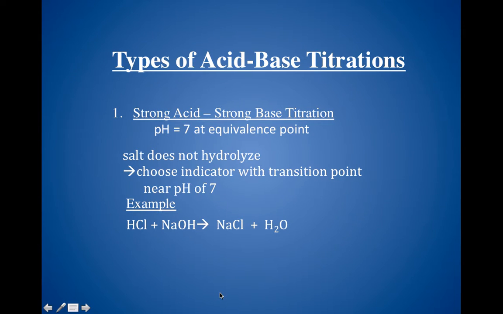So what we're saying here is HCl is our strong acid. It supplied the chloride ion, and the chloride can't hydrolyze. And the sodium came from the strong base sodium hydroxide. So sodium we know can't hydrolyze. So we make a salt that can't hydrolyze, and we end up with a pH of 7.